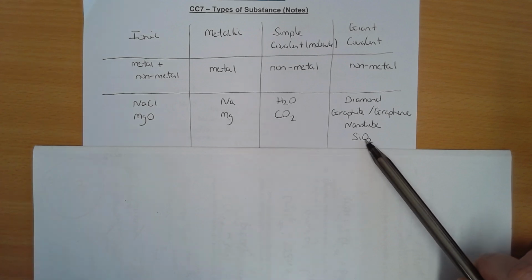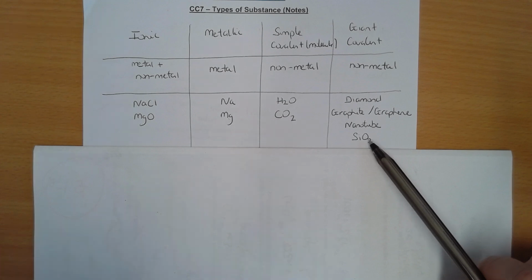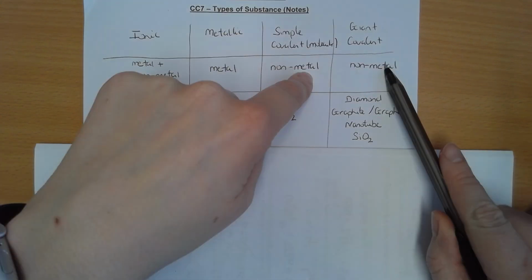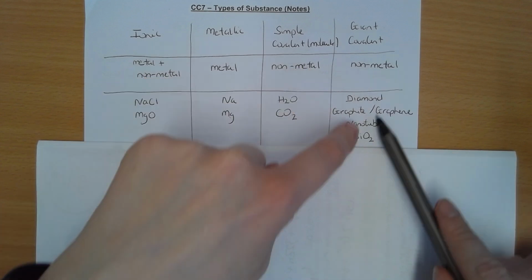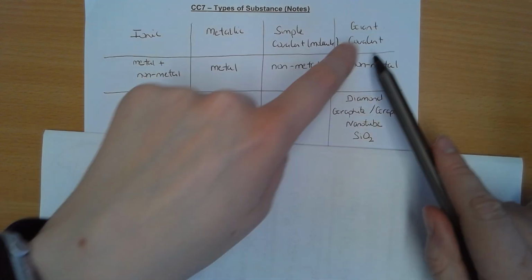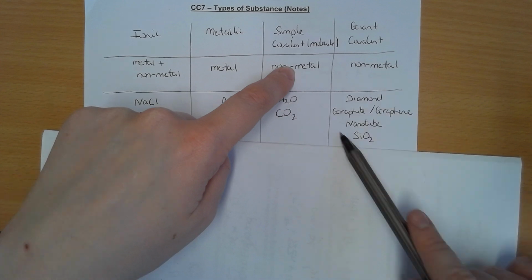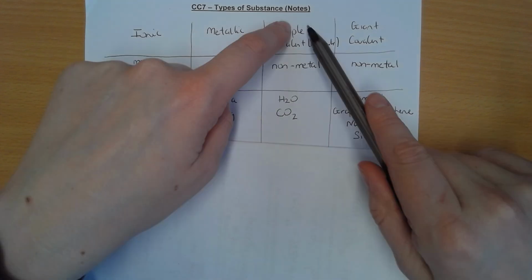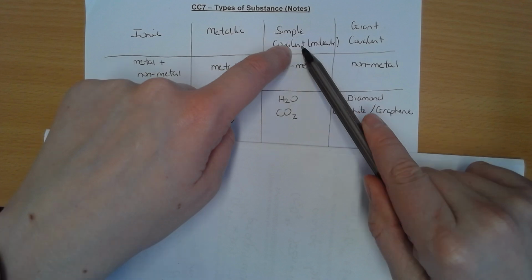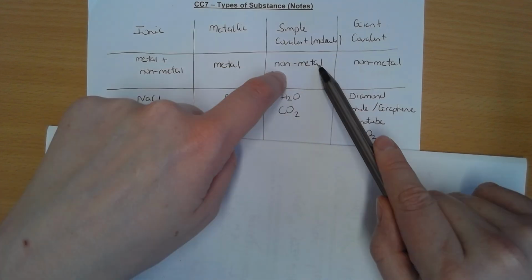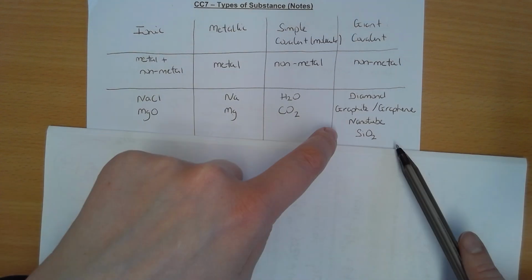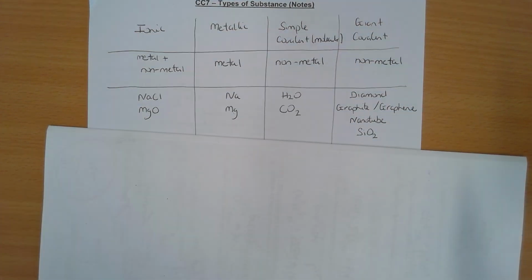So if you've got non-metals, and it's one of these examples, it's giant covalent. If you've got non-metals, and it's not one of these 5, it's going to be simple covalent. So everything that's got non-metals only, and is not one of these 5, is going to be simple covalent. And once you know what category it falls into, you can predict properties.